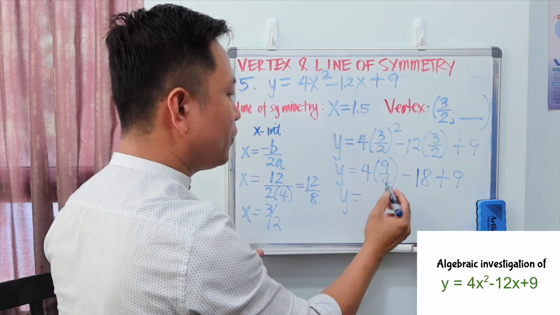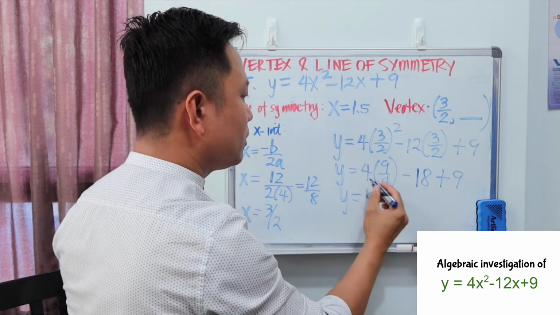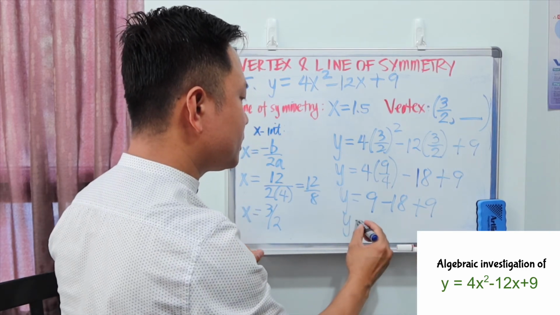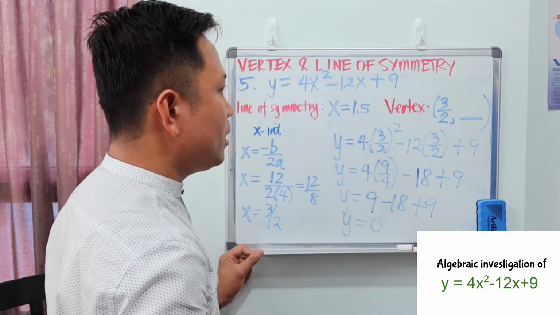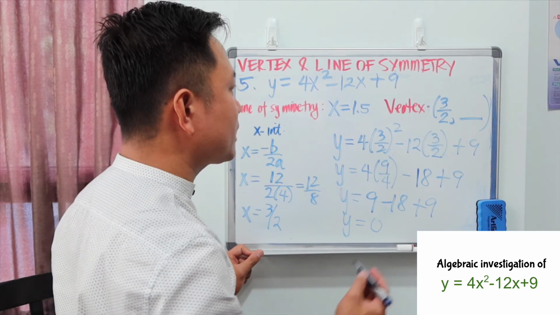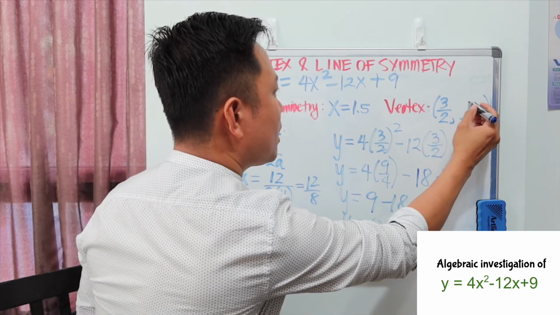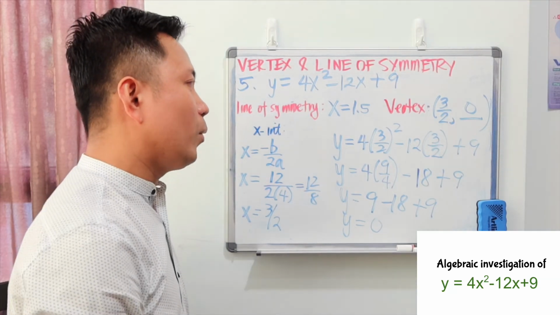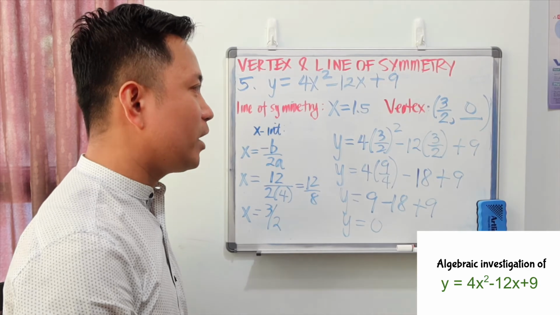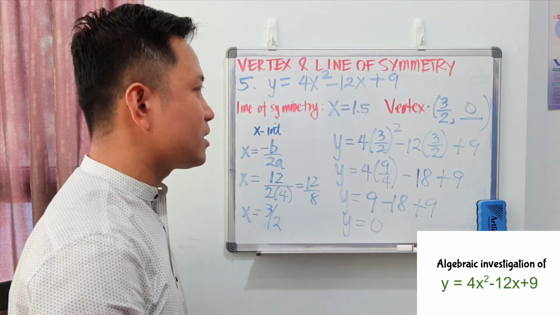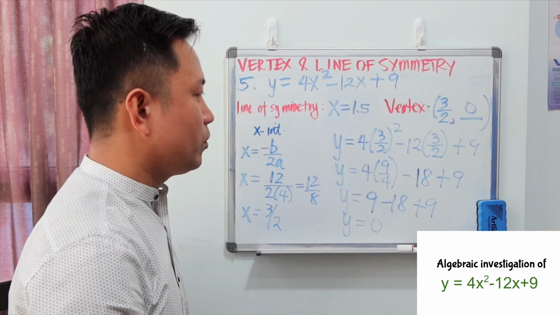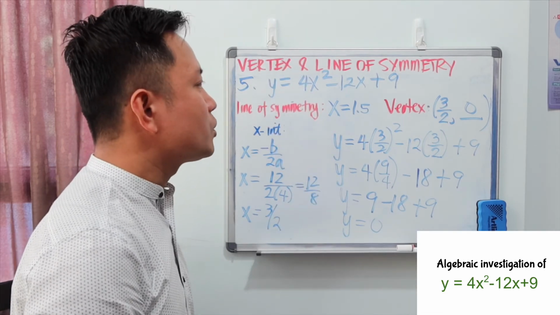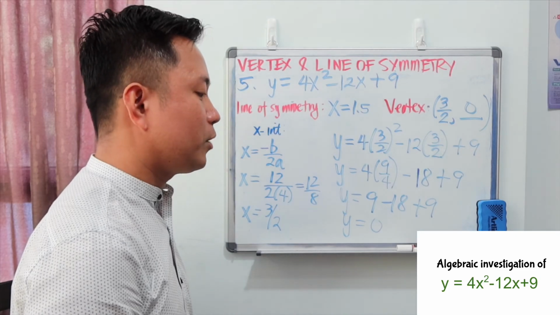Multiplying 4 times 9 fourths, that's 9. Minus 18 plus 9, and that gives us 0. So the quadratic function will have a vertex of 3 over 2, comma 0. Looking at the graph of this parabola, we know that there is only one x-intercept because the vertex is on the x-axis, 3 over 2, comma 0. And the line of symmetry will also pass through that vertex, so we have x is equal to 1.5.